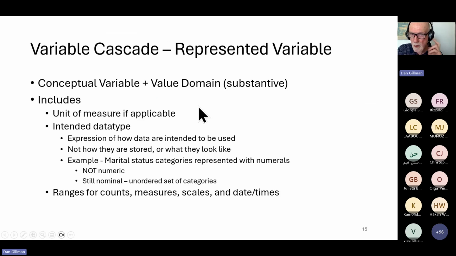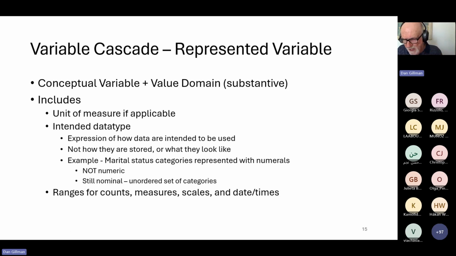Now, when we move to the represented variable, then we include the conceptual variable plus several things. So we include a unit of measure. We include what's called the intended data type. How do we expect this data to be used? This is not about how the data are stored. So if the marital status categories, let's say, are represented with numerals, that does not mean the data are numeric.